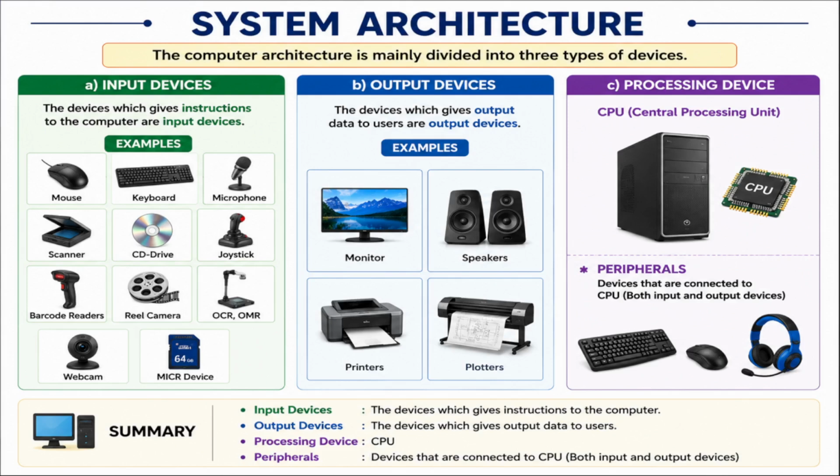What is the processing device? CPU, central processing unit. It is the brain of the computer. The devices connected to the CPU, both input and output devices, are also called peripheral devices.